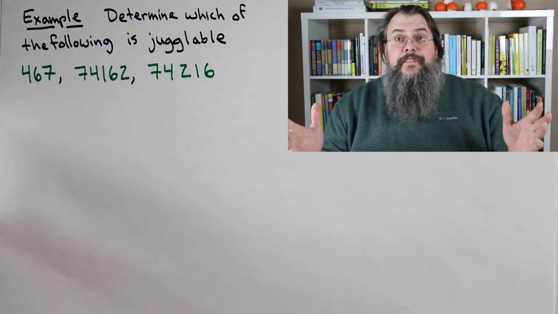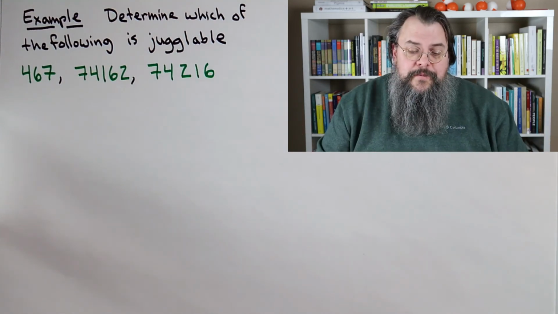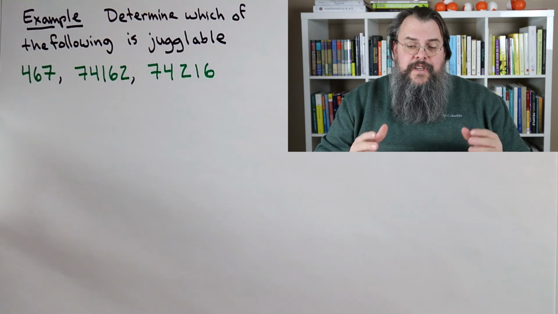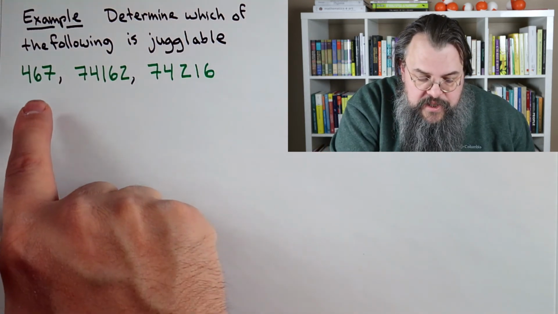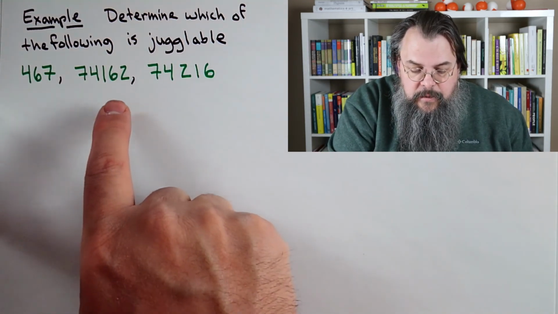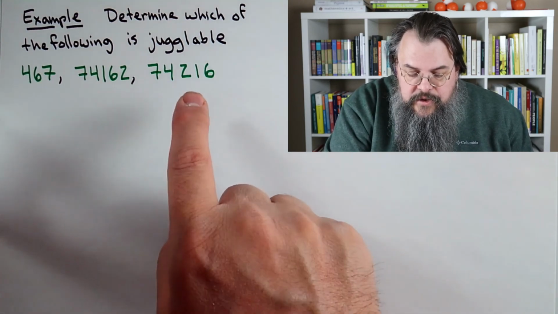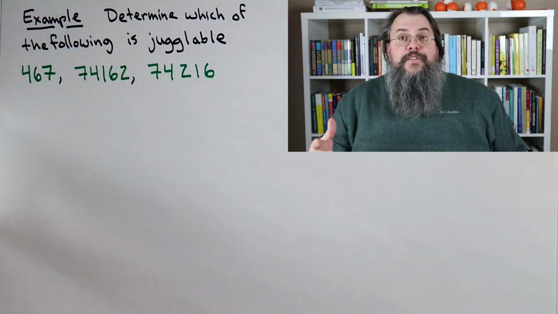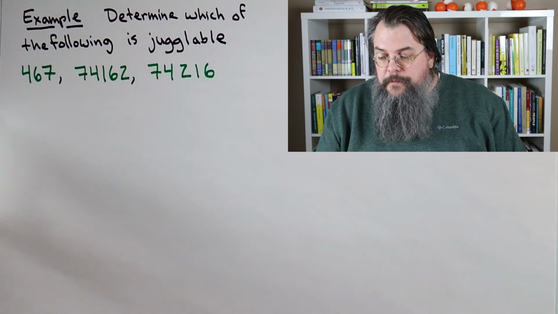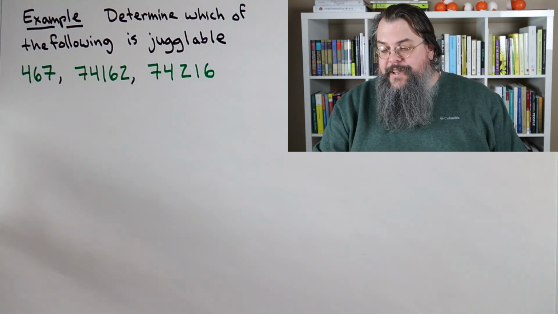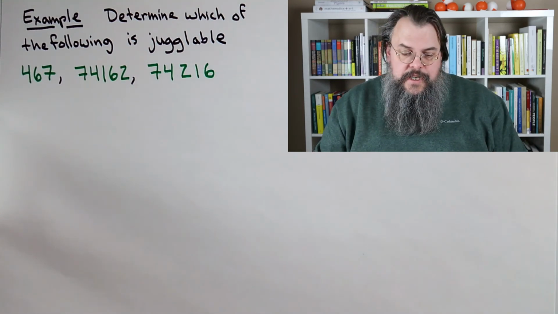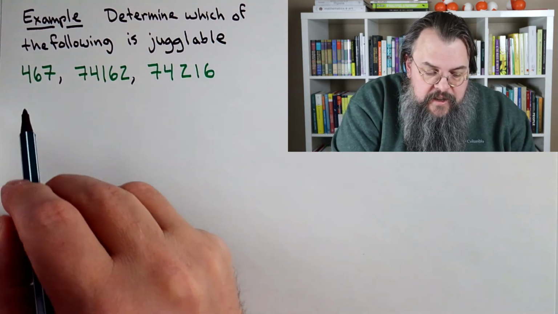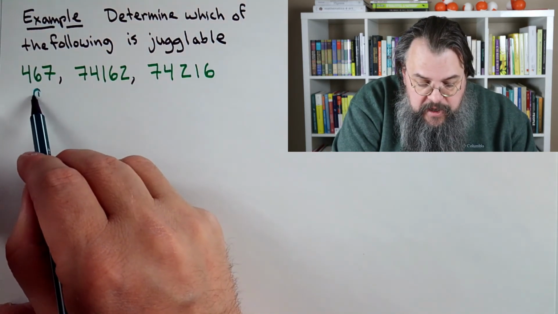So let's start with this example. Determine which of the following is jugglable. And we have some patterns: 4, 6, 7; 7, 4, 1, 6, 2; 7, 4, 2, 1, 6. All right, 3 patterns. So hopefully something's jugglable. What can we do? Well, let's just pick a pattern. So we'll start with this one. We'll call this one number 1.